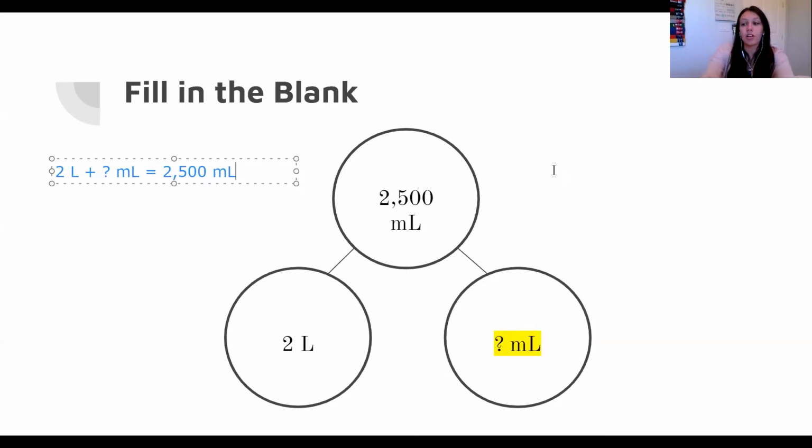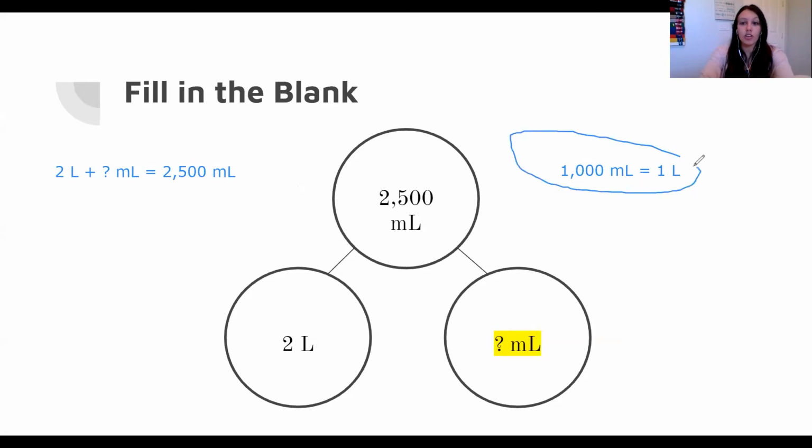Now we need to remember our conversion factor. 1,000 milliliters is equivalent to 1 liter, just like that. This is our conversion factor, so I'm going to circle this. That way we remember what it is that we are talking about over here. So let's go back to our equation on this side. We can't go ahead and solve this directly, right? Because we have different units. We have liters, milliliters, milliliters. We want all of our labels to be the same. So I'm going to convert it all to milliliters because our final answer is in milliliters.